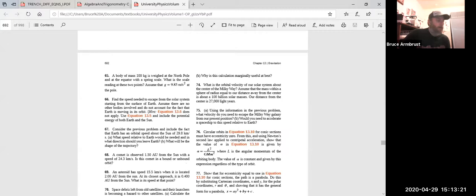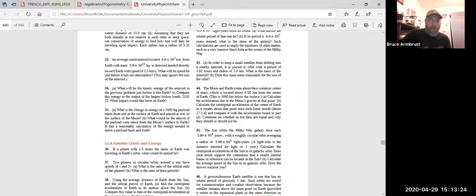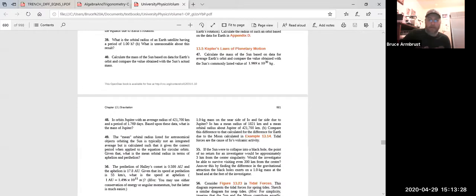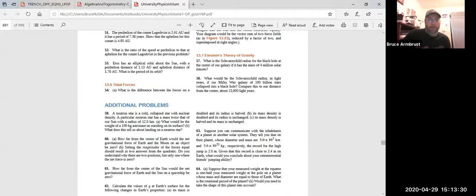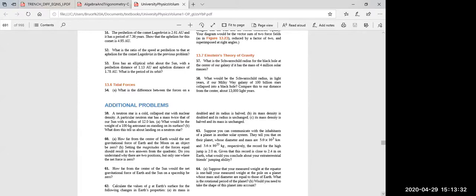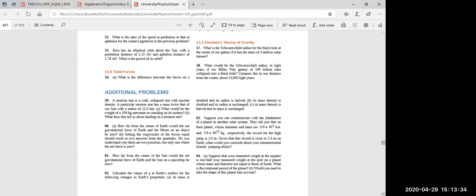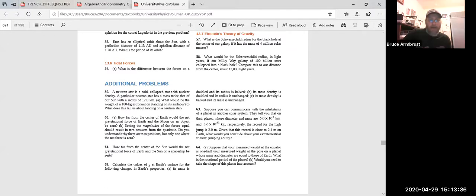Yep, okay, good. So here we are in chapter 13. But let's go find number 61. There it is. All right, so 61. How far from the center of the sun would the net gravitational force of Earth and the sun on a spaceship be zero?